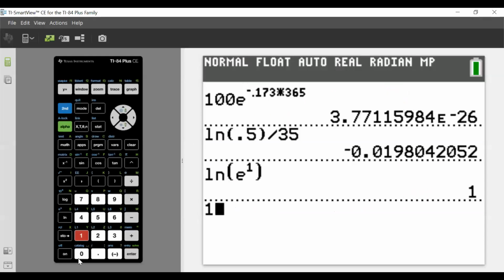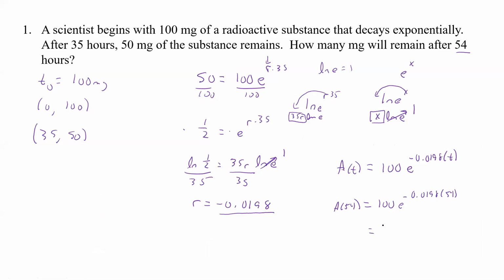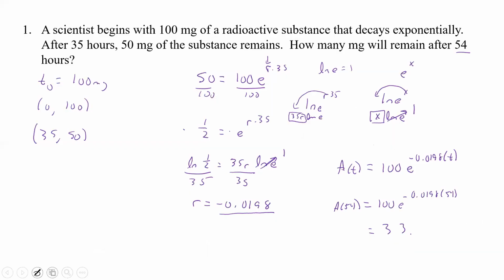now what do we have? We had 100 times e to the negative 0.0198 times the 54 hours. So there's going to be 34.33 milligrams left over. What did I forget now? 34.32, 33. All right, so let's erase that. 34.33 milligrams left over after 54 hours.